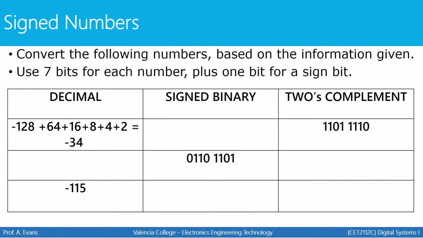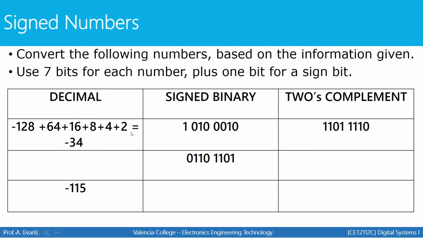Now that I have that, I can convert that to signed binary by writing the number 34 in binary using 7 bits for that number, and then adding a 1 for a signed bit. Here's what that would look like. So notice the 2's complement and signed binary versions look very, very different. You're not going to get the same values for these different conversions.